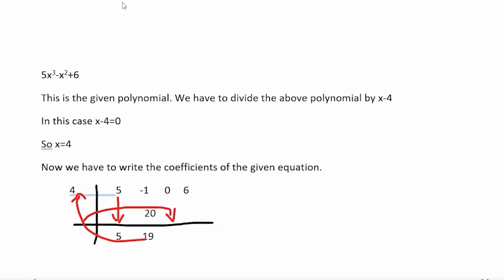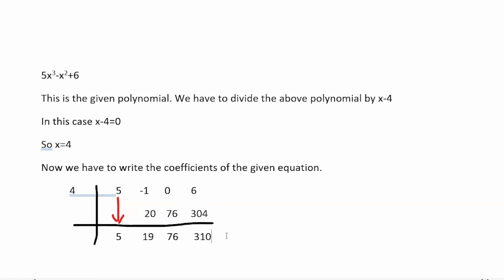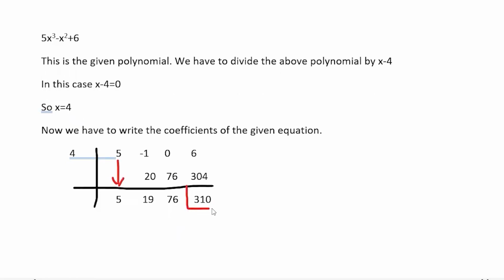Here we have to multiply 19 by 4. 19 into 4 equals 76. Now we have to multiply 76 by 4. 76 into 4 equals 304. Here 310 is reminder.